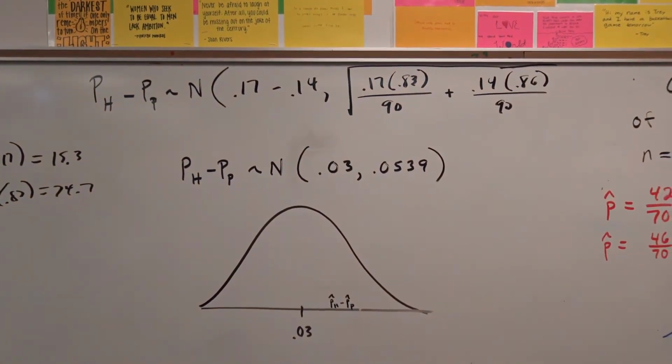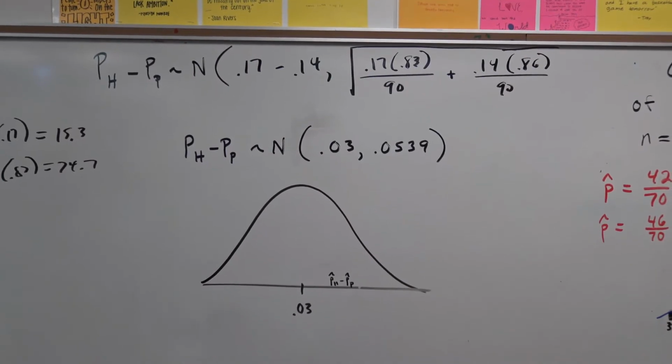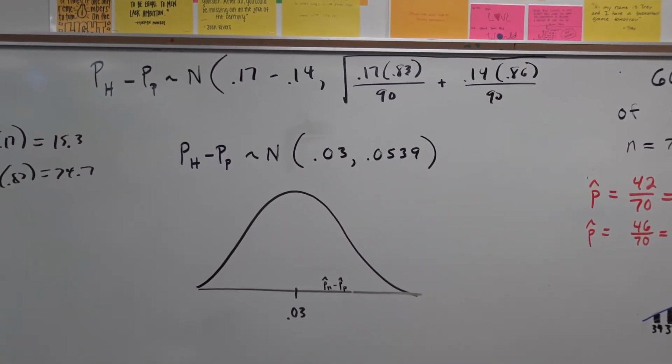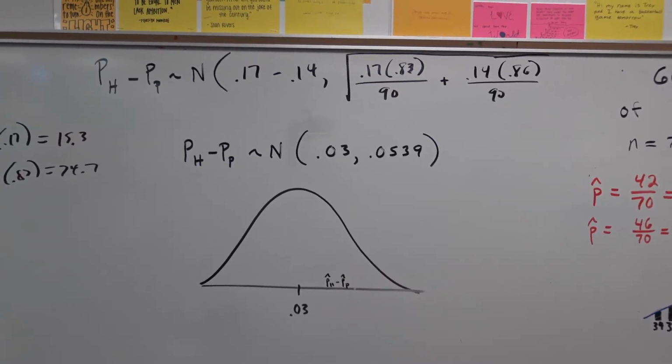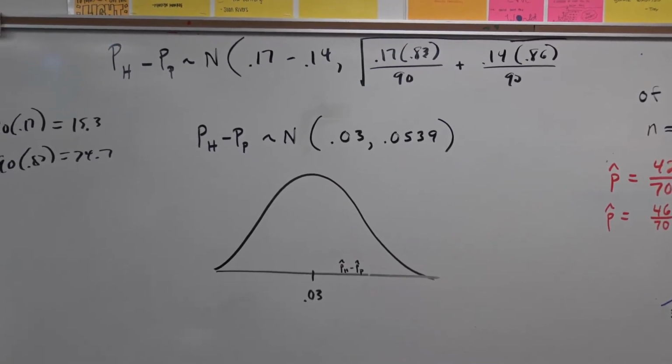So on average, we should get 17% hatch, 14% patch. Subtract them. The average difference in the sample proportions will be 0.03. And then use your formula sheet to do the square root of the sums of the variances up there in the upper right, and you get a standard deviation of 0.0539.